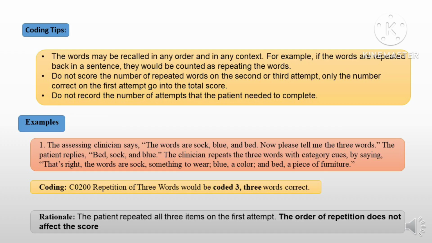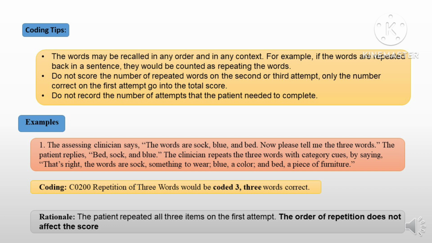Coding tips for this section. The words may be recalled in any order and in any context. For example, if the words are repeated back in a sentence, they would be counted as repeating the words. Do not score the number of repeated words on the second or third attempt, only the number correct on the first attempt go into the total score. Do not record the number of attempts that the patient needed to complete.